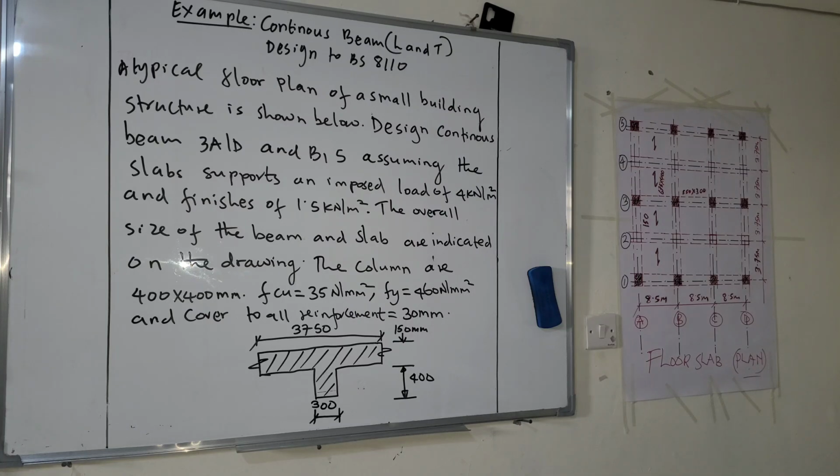So this is the section of the beam. So this is a T-beam. It has an effective flange of 3750, and this is the depth of the slab, which is 150 millimeter, and this is the depth of the beam, which is 400 millimeter. So let's see how we can tackle such a question.